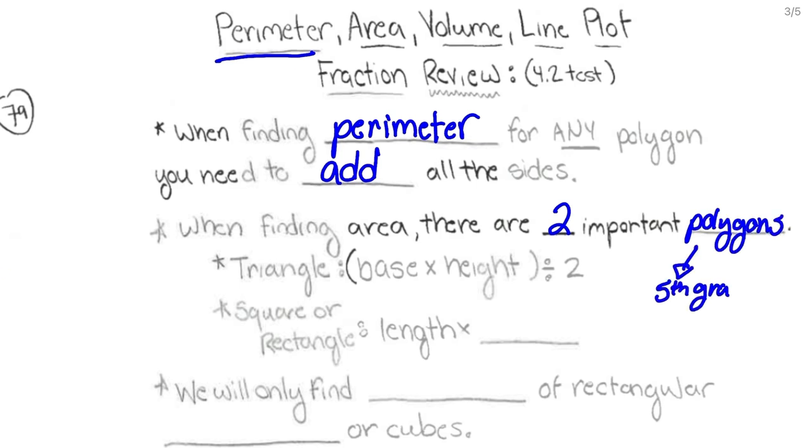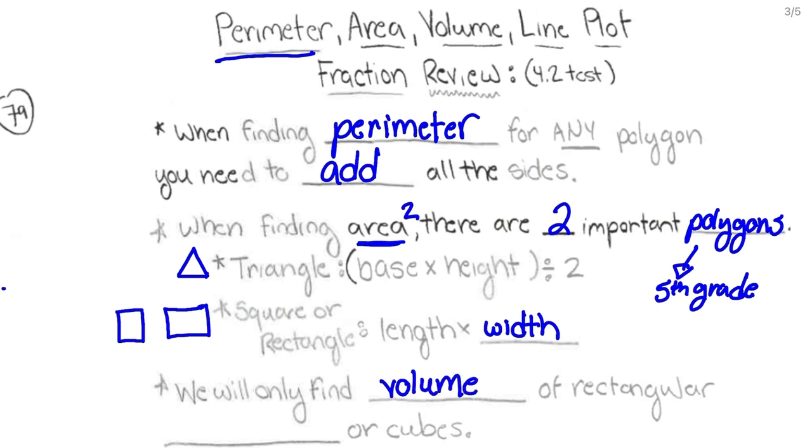When finding area, there are two important polygons that we're going to have to know for 5th grade, and that's a triangle and a square, and rectangles. To find the area of a triangle, you do base times height divided by 2. For a square or rectangle, you have to multiply the length and the width. And remember, all of your areas are squared.